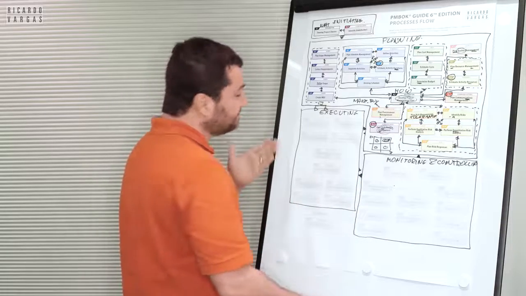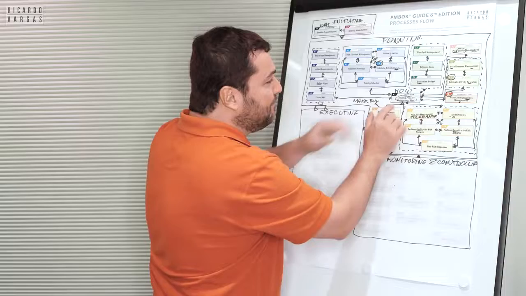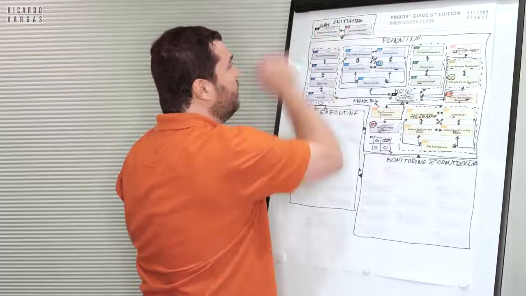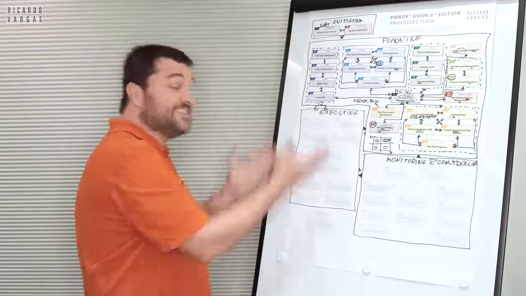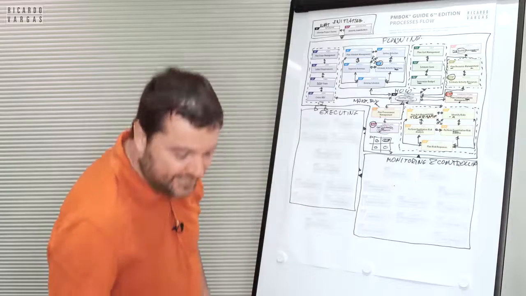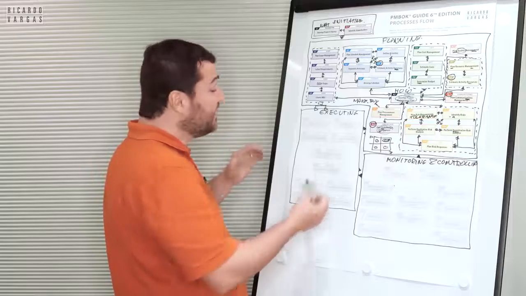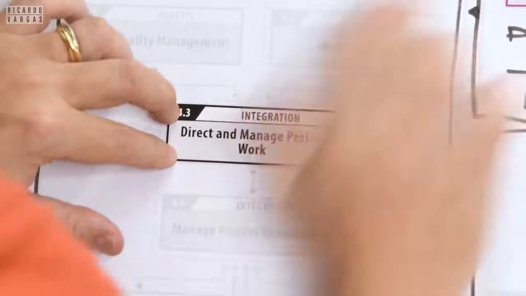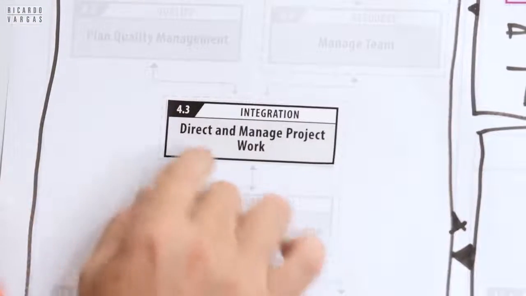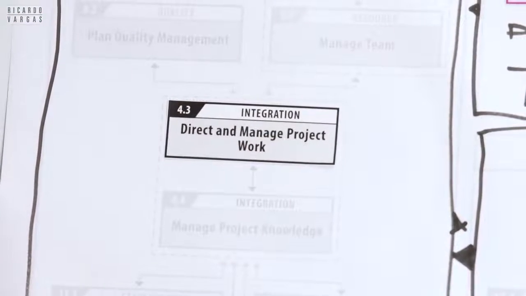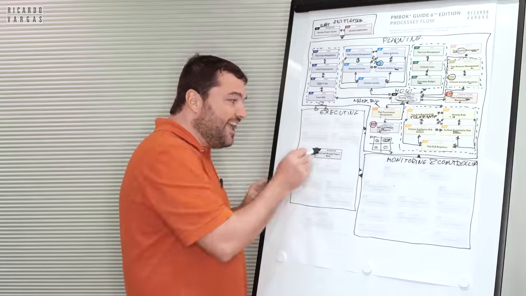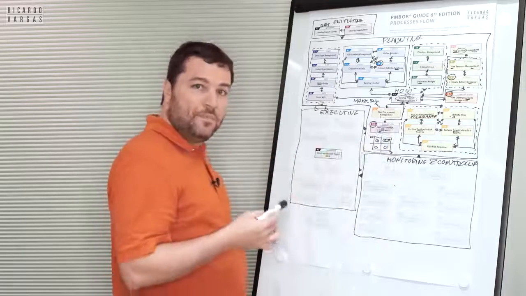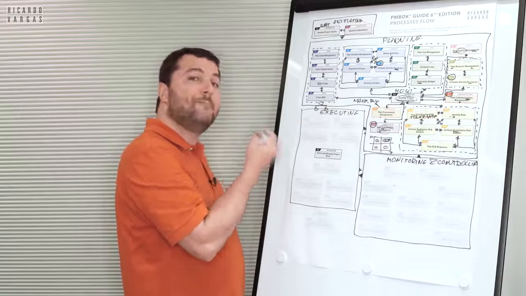And of course, the center of the planning was integration. The center of the initiation was integration. The center of the execution is, one more time, integration. So the third integration process, the second was the plan, the third is direct and manage project work. What is important here? It's not saying executing the project. Why? Because all this flow is how you will manage the project.